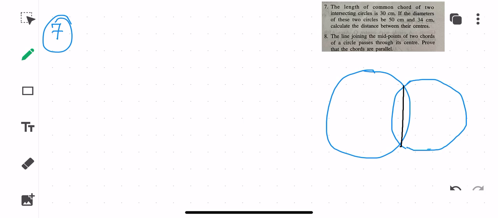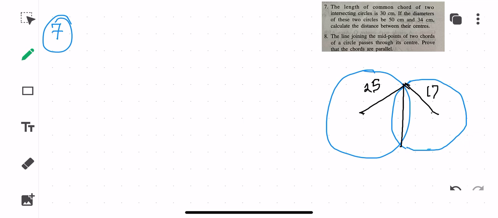Now, this is my center, this is also my center. Now the radii of the bigger circle, because the diameters of the two circles are 50 and 34, so for this circle the radius will be 25, and for the smaller circle, the radius is going to be how much? Since it's 34, it will be 17. So this is 17 and this is 25.